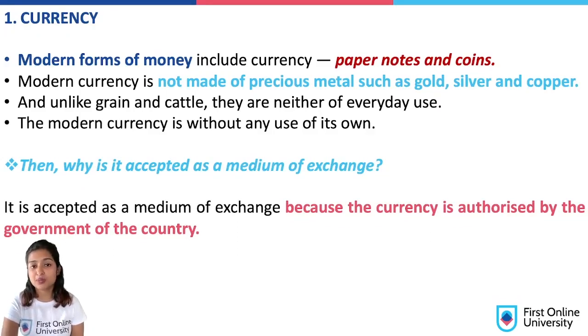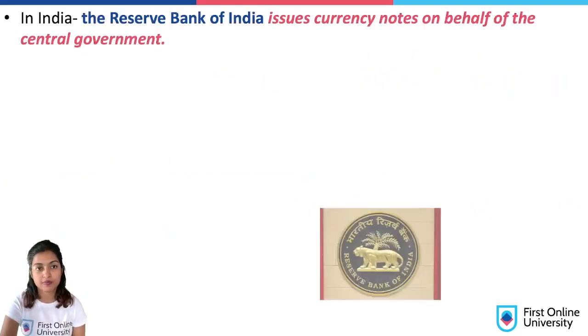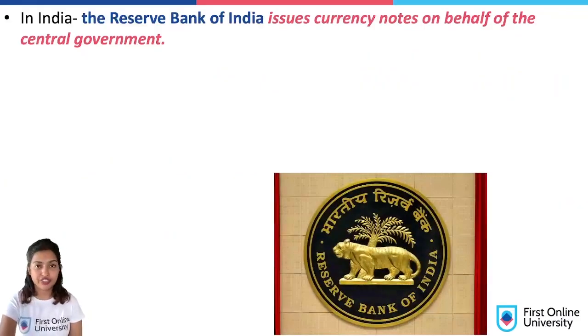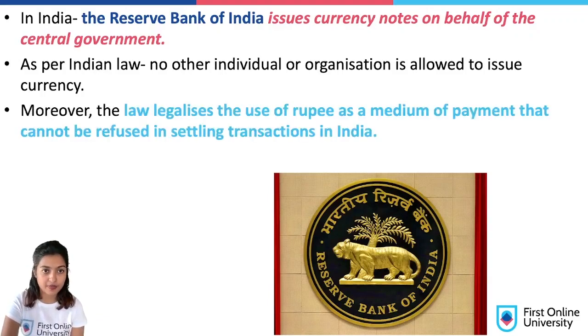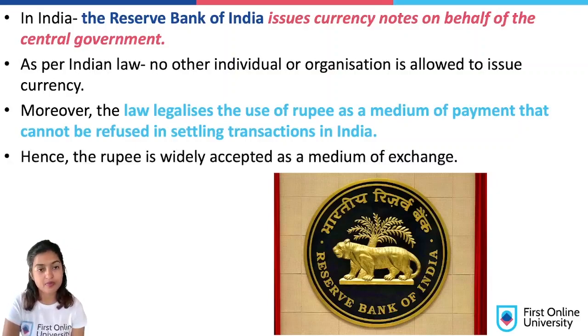It is accepted as a medium of exchange because the currency is authorized by the government of the country as a medium of exchange. In India, the Reserve Bank of India, that is RBI, issues currency notes on behalf of the central government. As per the Indian law, no other individual or organization is allowed to issue currency except for RBI. Moreover, the law legalizes the use of rupee as a medium of payment that cannot be refused in settling transactions in India. Hence, the rupee is widely accepted as a medium of exchange.